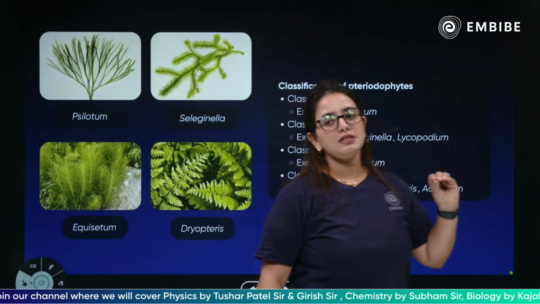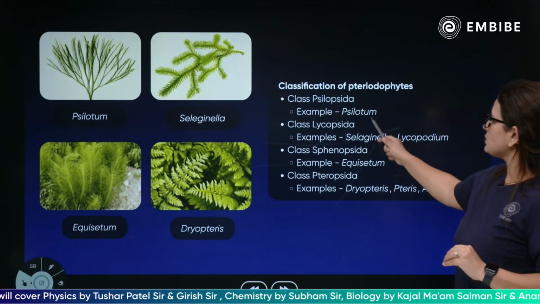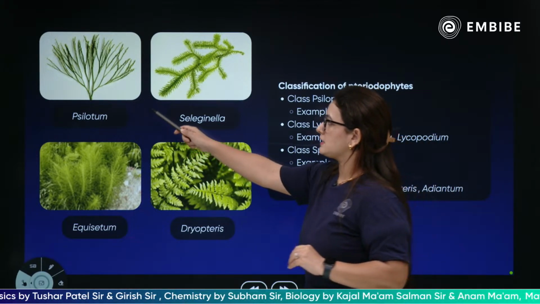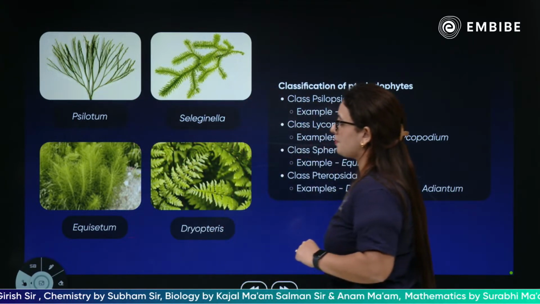The examples of each one are as follows. The class Psilopsida has the example of Psilotum. The Psilotum, as you can see, looks like this, and is more of a herbaceous kind of plant.